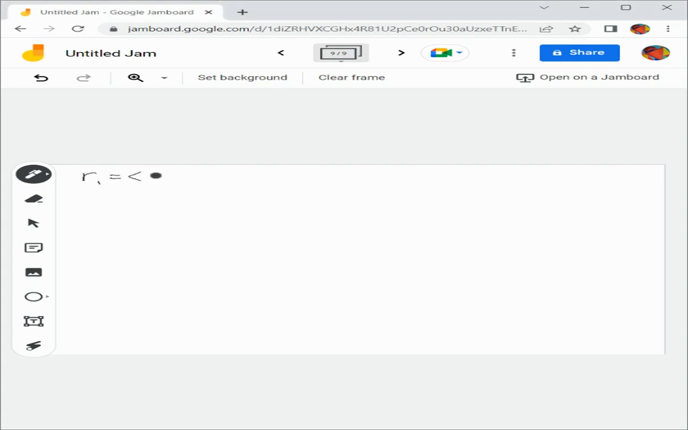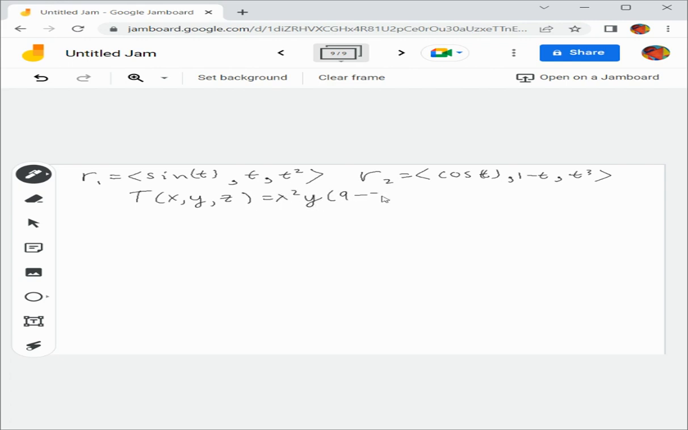So r1 is equal to the sine of t, parentheses t squared. And then r2 equals cosine t, parentheses 1 minus t, t cubed. And then we have T of (x, y, z) which equals x squared y, and then 9 minus z, and then t equals 3.